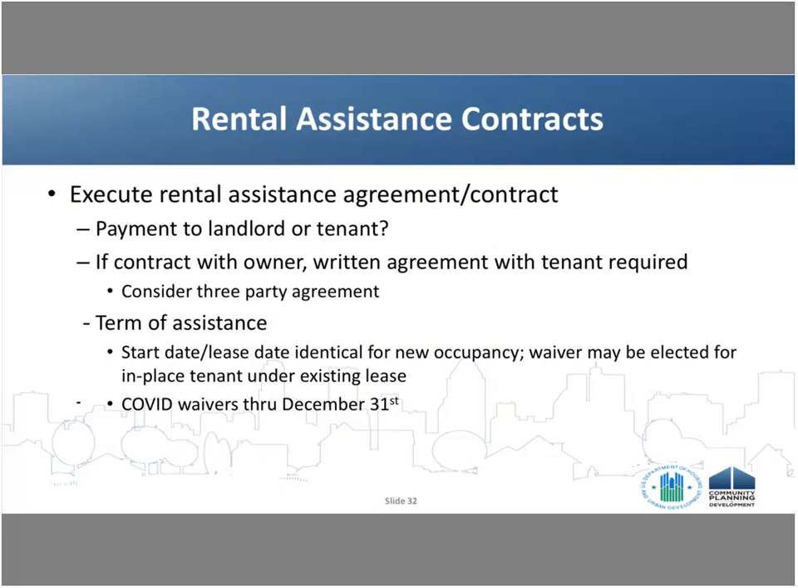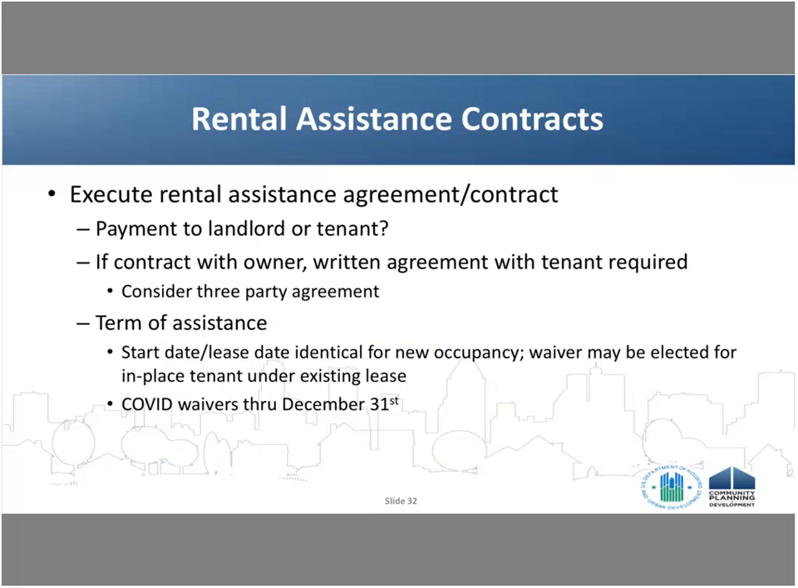Rental assistance contracts. When you have approved the applicant and you've approved the unit and you've calculated the assistance amount, you can then execute a rental assistance agreement. We call it a rental assistance contract. The terms are somewhat both used, but I'll use the phrase rental assistance contract from here on. As we have previously noted, the contract can be with the tenant, the property owner, or both. We tend to think that a three-party contract is the most efficient and helps to ensure that all parties on the transaction are on board and agreeing to the same provisions.